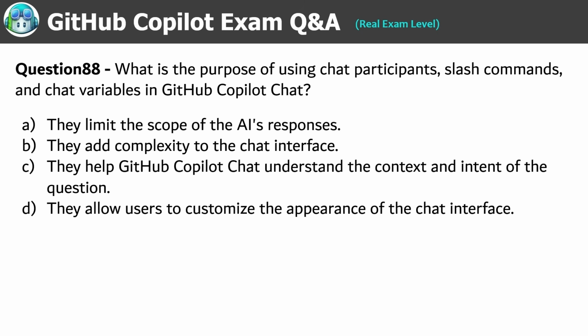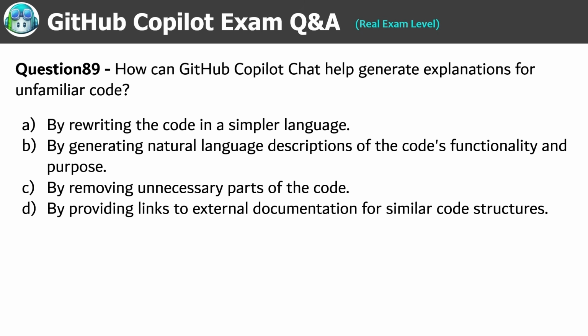Question 88. What is the purpose of using chat participants, slash commands, and chat variables in GitHub Copilot chat? And the answer is option C. They help GitHub Copilot chat understand the context and intent of the question.